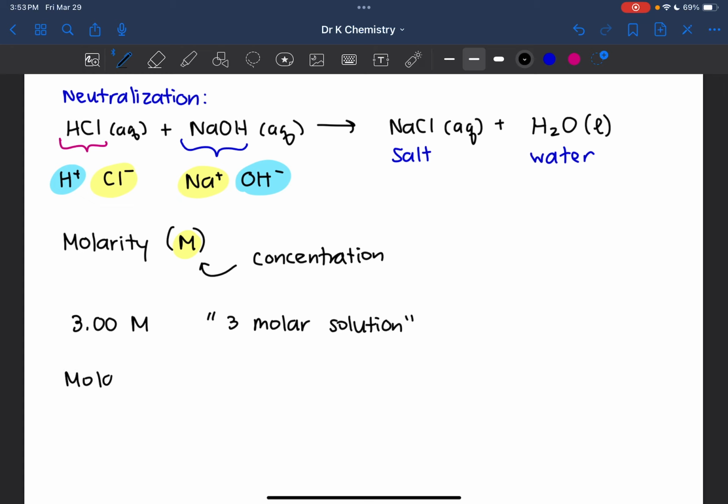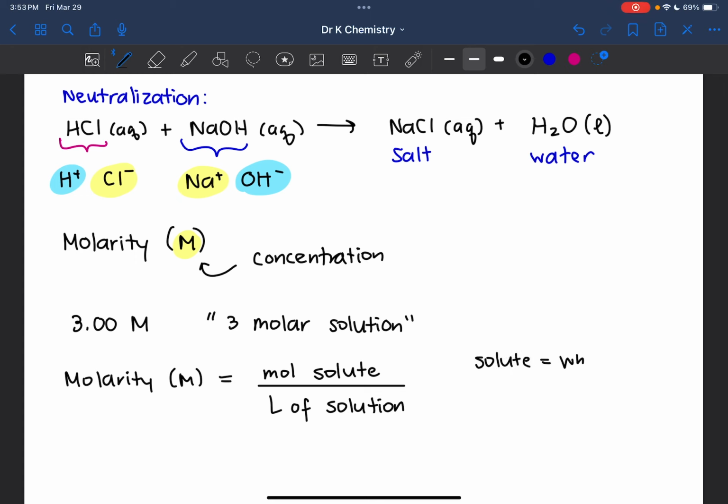Molarity is defined as moles of solute divided by liters of solution. So just to recap, a solute is what you are dissolving. In the solution, the solvent is the liquid that you're dissolving it in, typically water. So in all of these reactions, the solvent will be water. And the solute is what you are dissolving in that water.